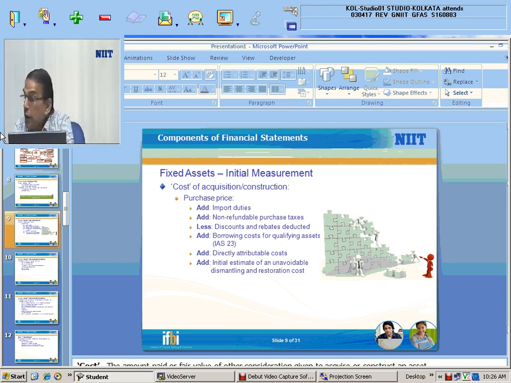Borrowing cost for qualifying assets can be added. This qualifying asset we will discuss afterwards. But if there is a borrowing cost involved, it means funds have been borrowed to purchase the asset, then interest on that borrowing is called borrowing cost. So borrowing cost can only be added if the asset is a qualifying asset. What is a qualifying asset we will explain afterwards. This is under IAS 23. Borrowing cost for a qualifying asset can be added. Any cost which is directly attributable to the acquisition of the asset can be added.